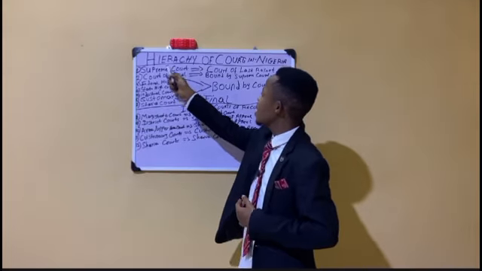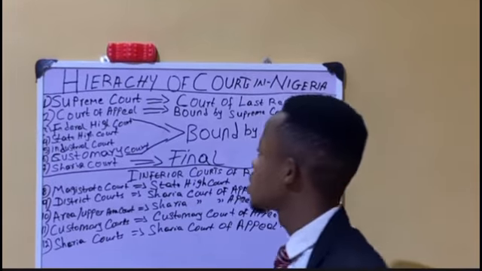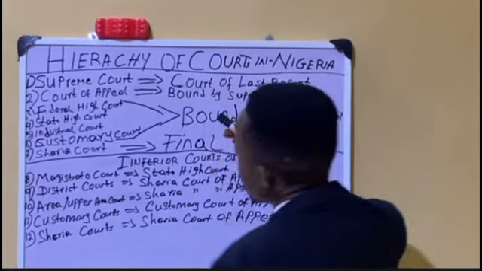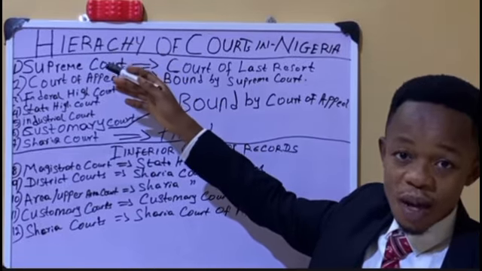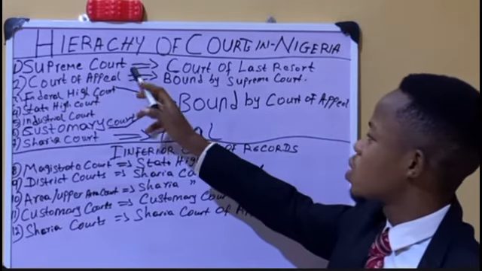So today we shall be looking at what? Hierarchy of courts. Now, under hierarchy of courts, we shall proceed in ascending order. I don't know whether I should stay here for more clarity. We shall proceed in ascending order, going downward. The first thing on our list is the Supreme Court.